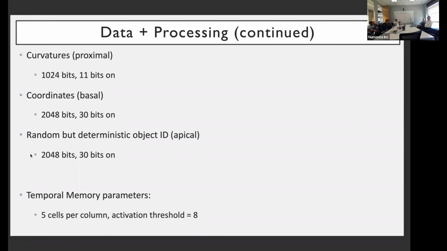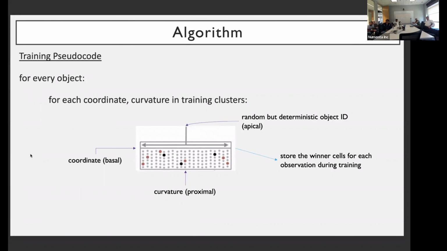Okay. So yeah, there's about 1,024 mini columns here, and about 5 cells per column. And the activation threshold is 8. Jumping into the algorithm, the algorithm is very, very straightforward. The biggest challenge in this whole sub-project was getting the data correct. But the algorithm is that for every single object that I'm looking at, and for all the coordinates and curvatures that I've considered in my clusters, I pass in the curvatures as proximal input, the coordinates as basal input, and the apical input gets the deterministic object ID.